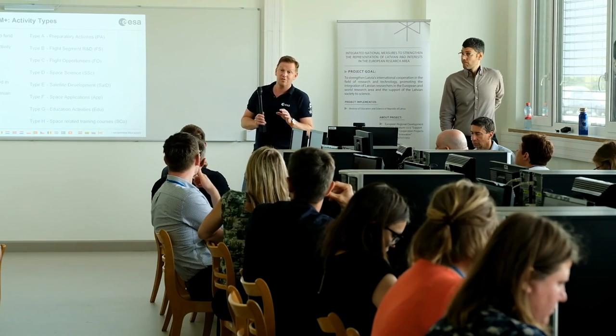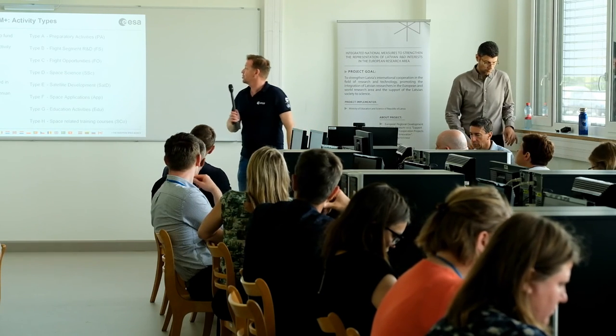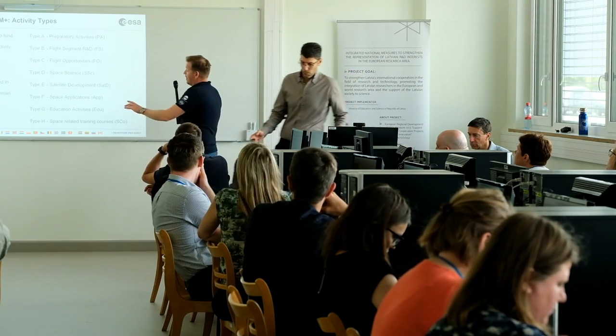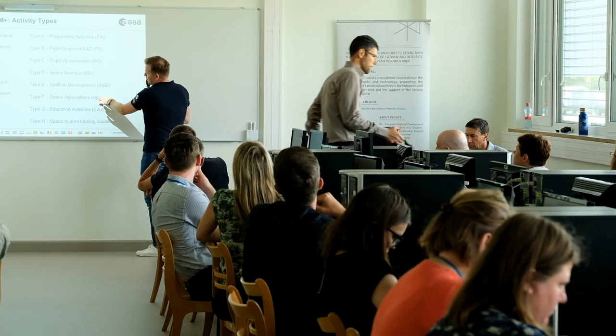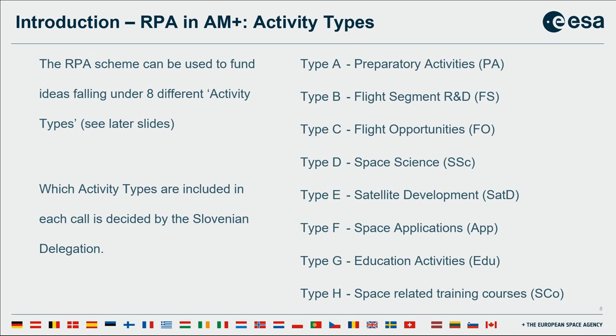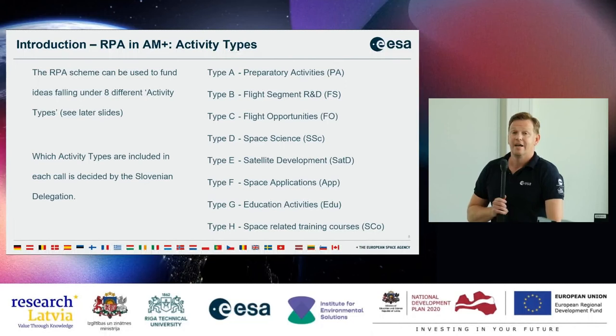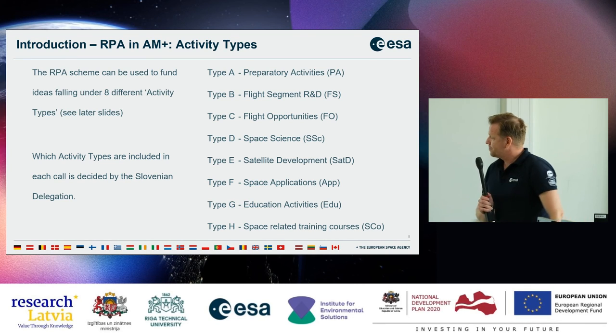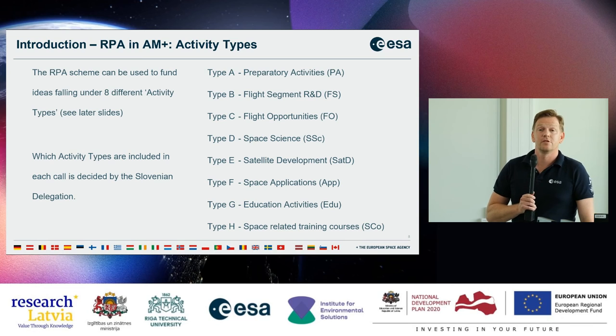In this national call, you will have a list of potential activity types under which you can submit proposals. And I think this one is the most important for you. Type F is space applications, space downstream applications. So exactly what was explained today, all this knowledge you can try to use to create downstream applications related to Earth observation. And I believe after the launch, there will be some examples of such applications coming from Latvia, and most of them come from the RPA call or the previous PEX call.